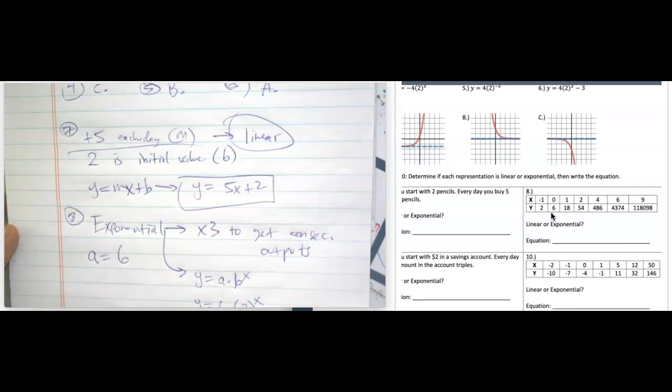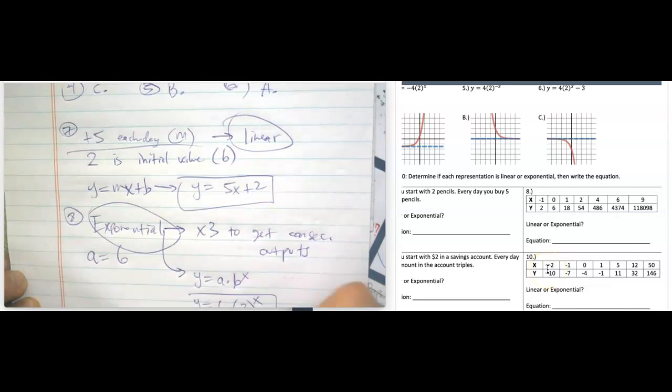to the x power. And again, you can verify that in Desmos if you wanted to, that 6 times 3 to the 0 power is 6, 6 times 3 to the first power is 18, 6 times 3 to the second power is 54, and so on. So again, there's your answer, your equation.